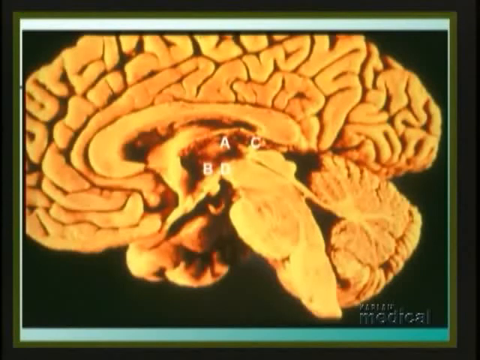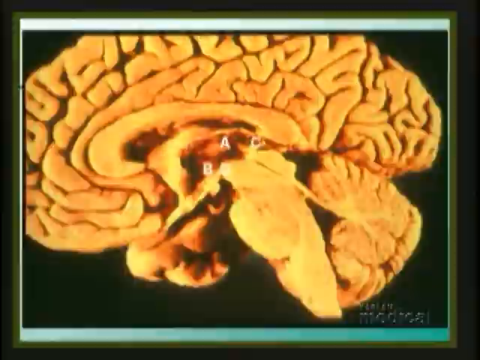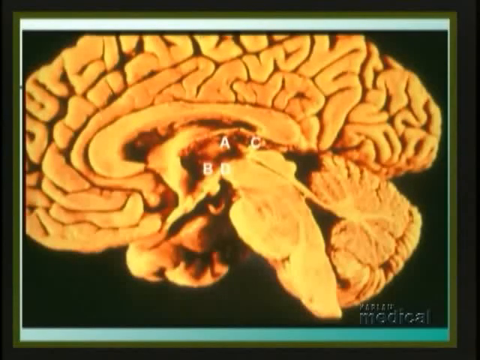Letter A, which is the largest component of the diencephalon, is the thalamus. B indicates the location of the hypothalamus. C is the location of the epithalamus, which largely includes the pineal gland. D is the approximate location of the subthalamus, which we'll see is basically a basal ganglia structure.